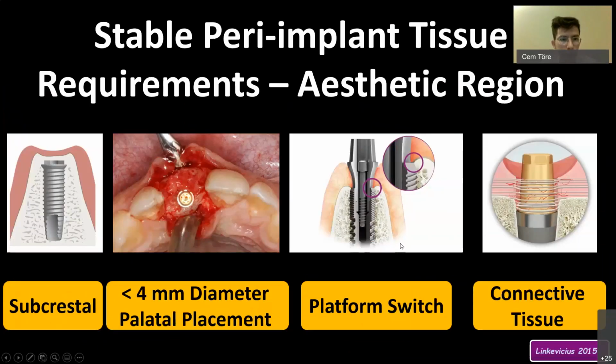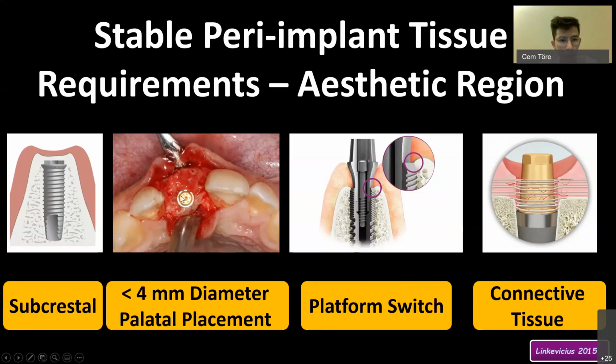So we have talked about what kind of implants we use. We are continuing on that. We want threaded implants, we want bone level implants, but we want them placed 1 millimeter or so subcrestally below the bone level, especially in the aesthetic region, in order to not compromise the aesthetics.